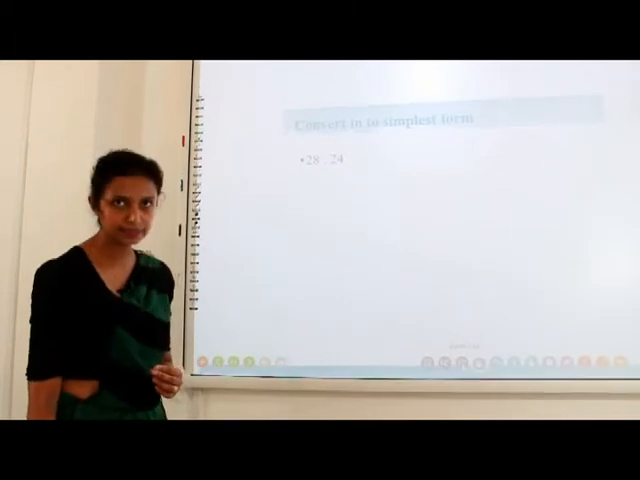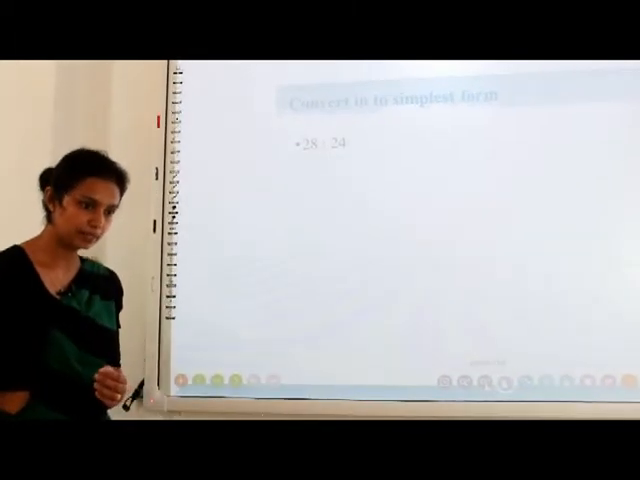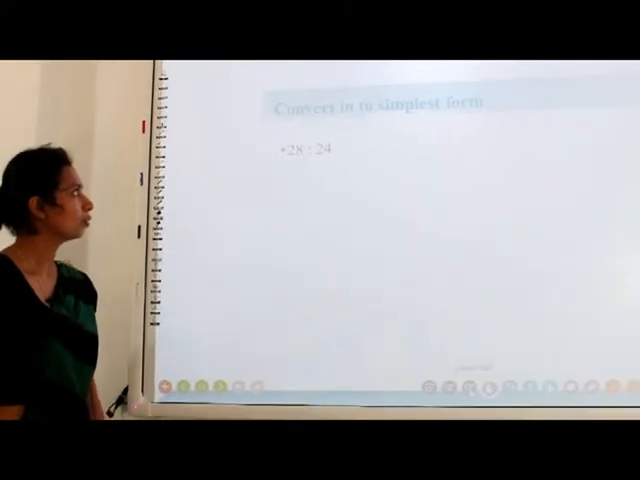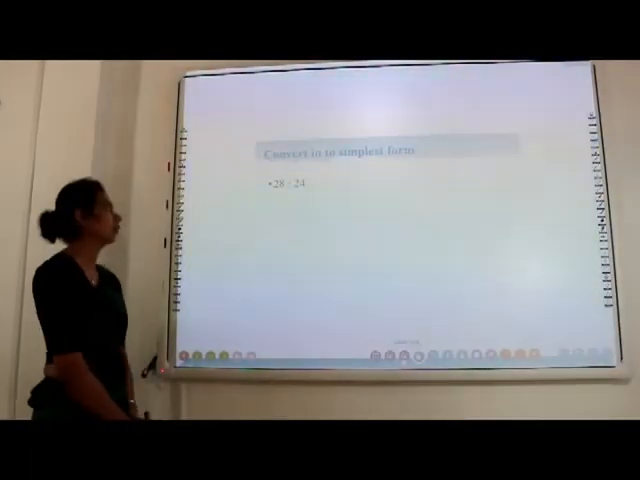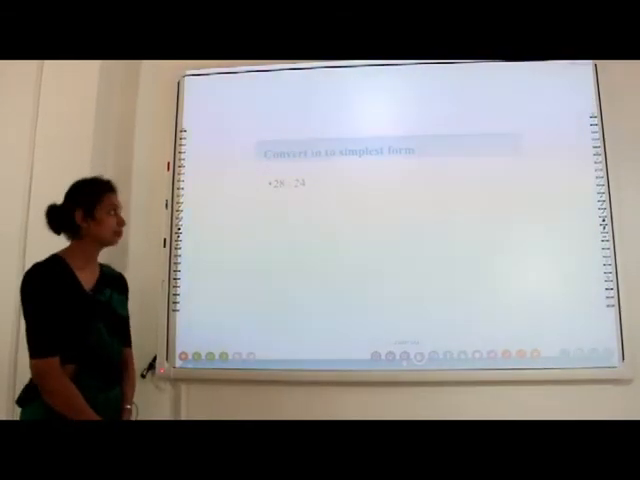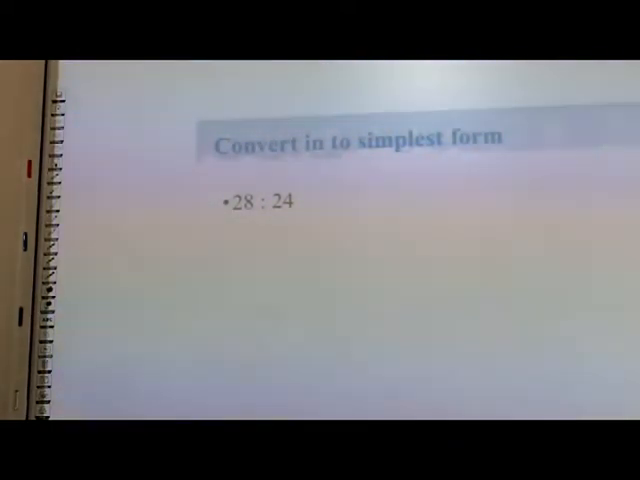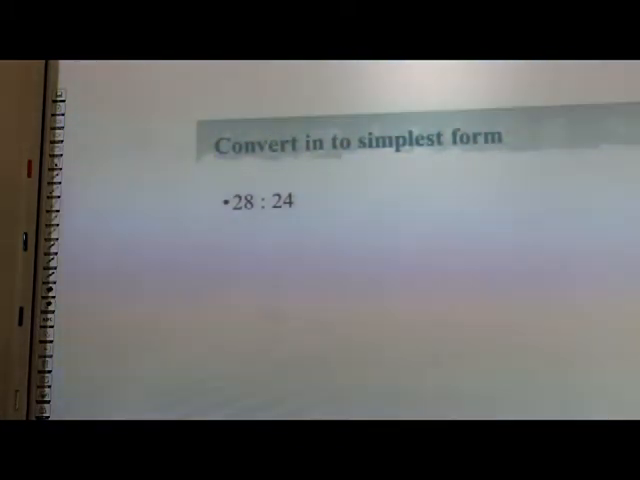Convert into simplest form. You can remember the method of writing these numbers by its highest common factor. Okay, now let's move to the next part of this lesson, ratios. Convert into simplest form. If you are asked to write the simplest form of the ratio, you have to make it in the simplest way. What is that? It is if the given terms of the ratio can be divided by the same number, you can do that.